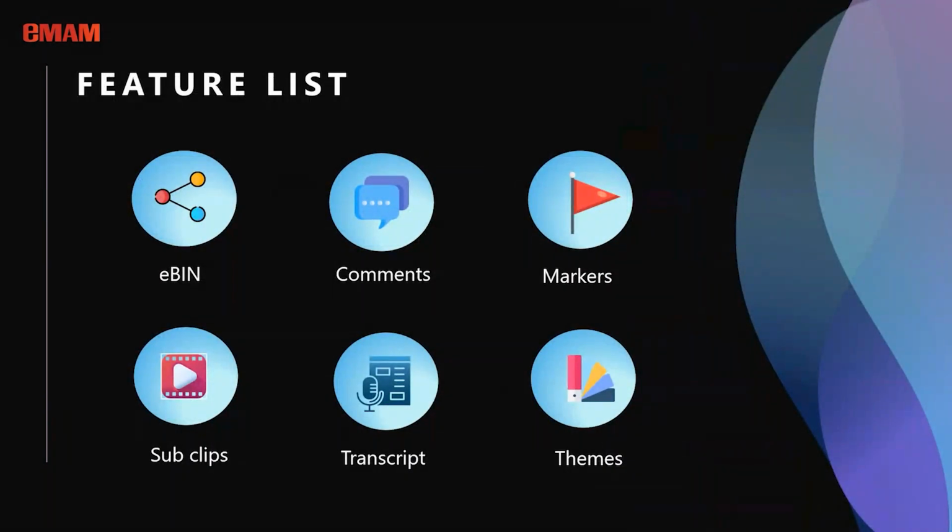So let's look into what are the new features added, starting with eBin, which is used for sharing the assets, comments, which are used for collaborative review, markers for timestamp annotations, subclips for creating reusable clips or segments, transcript for viewing the transcripts of the AI indexed assets, and finally, themes for personalized user experience.